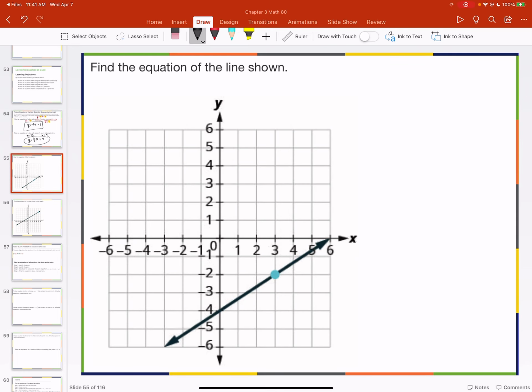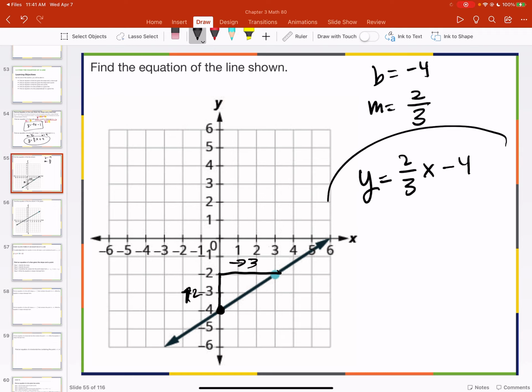So that's nice. What if we have just a graph and we want to find the equation of the line? So we need to figure out what the y-intercept is and then what the slope is. Okay, so the y-intercept is right here, -4. The slope is, we can count from here going up 2 and over 3. So the slope is 2/3 positive, okay? So then the equation is just going to be 2/3 x minus 4, and we're done, okay?